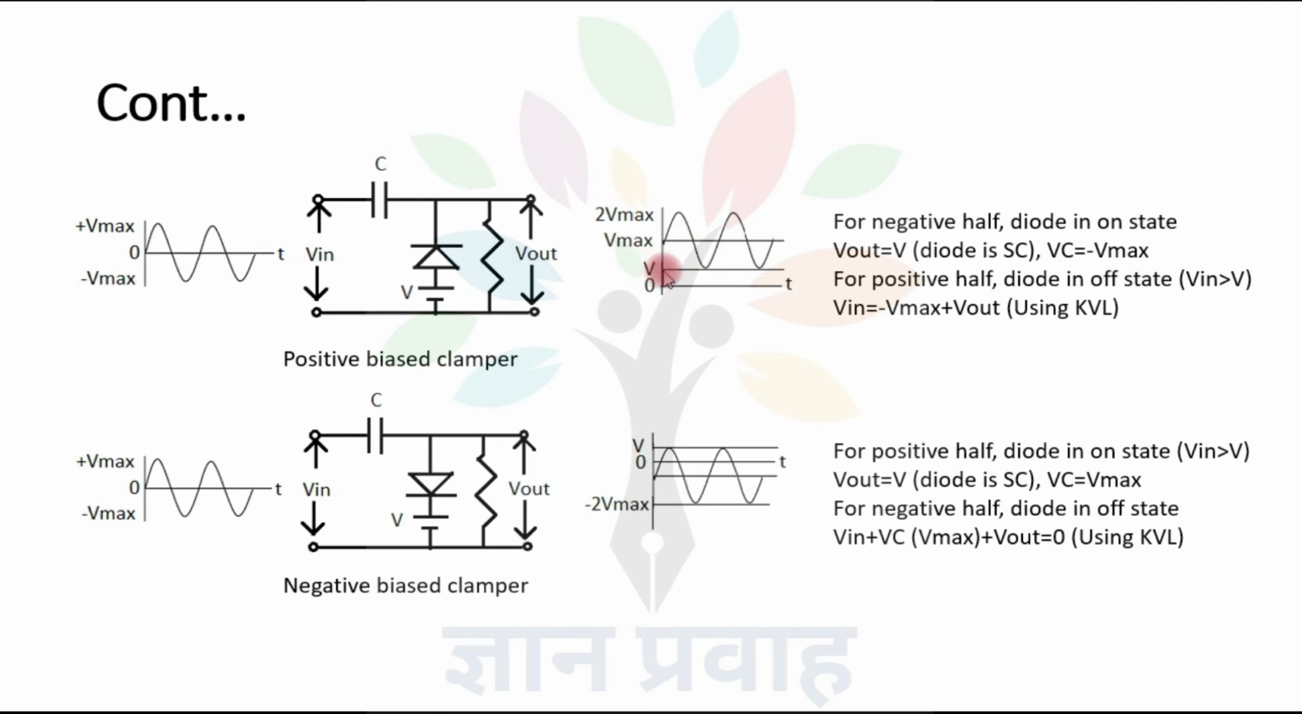The minimum level is V and the maximum level is twice Vmax. And the nature of the waveform is the same as the input waveform. Only shifting is there.